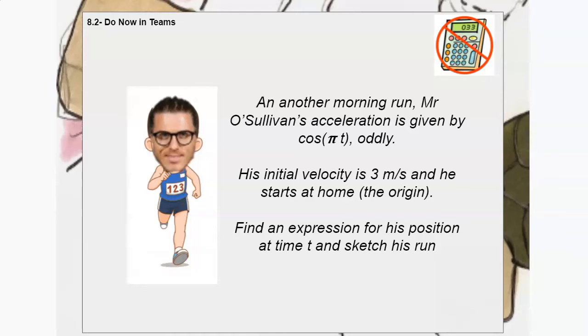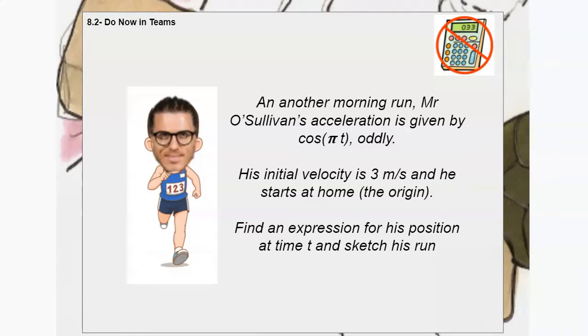Okay, here we go, 8.2, and today we're using antidifferentiation to work backwards from acceleration and velocity to find a particle's position. So, let's start with Mr. O'Sullivan. He's on a morning run, and we've got an expression for his acceleration. It's cos of pi t.